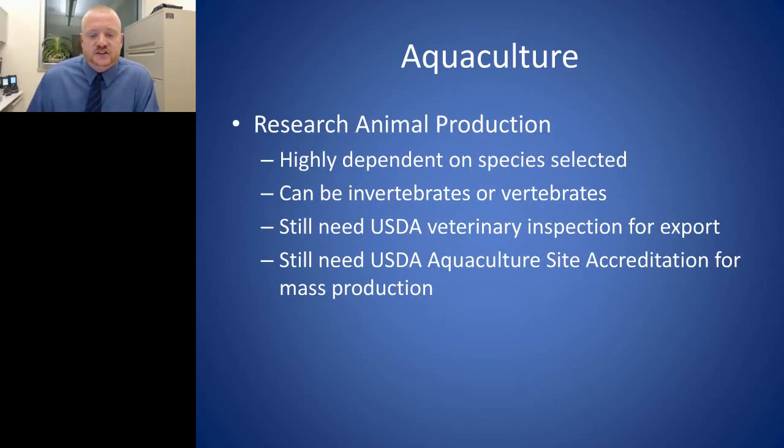Research animal production is, again, highly dependent on species selected. You can have invertebrates or vertebrates. But even if you have invertebrates, you still need USDA veterinary inspection for international export. And you still need USDA aquaculture site accreditation for mass production, even for some Aplysia, which I'll talk about in a second.